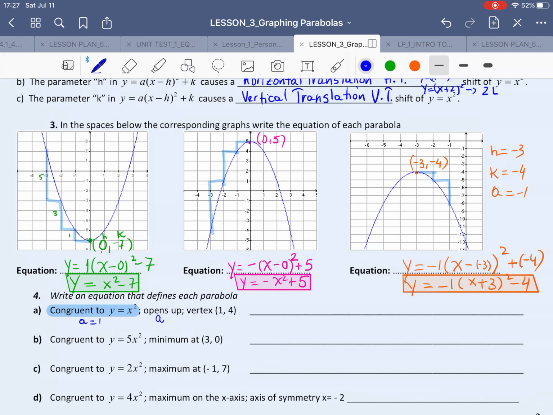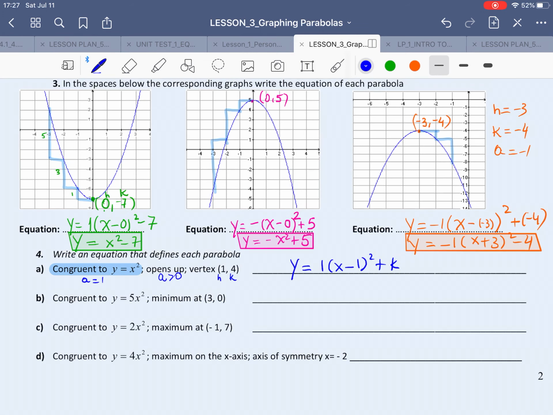It opens up, which means that a will be a positive number, and the vertex is at 1, 4, which makes h 1 and k 4. So we're going to say the equation is y equals 1, x minus 1 squared plus 4. The next question says that the parabola is congruent to y equals 5x squared. So what that tells us is that the shape of the parabola will be the same as the shape, which means the a value will be 5.